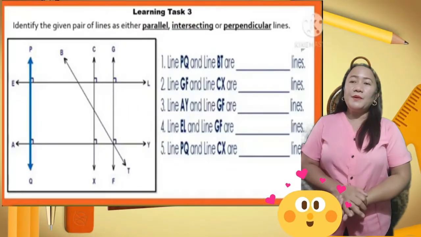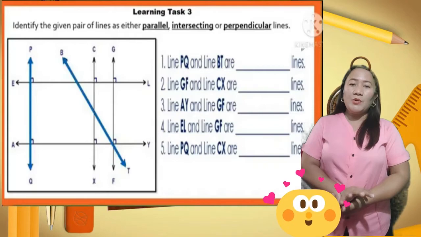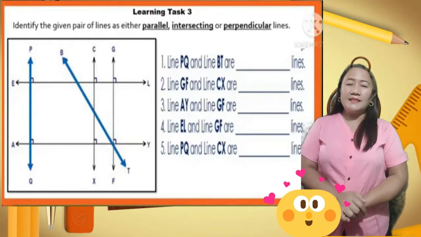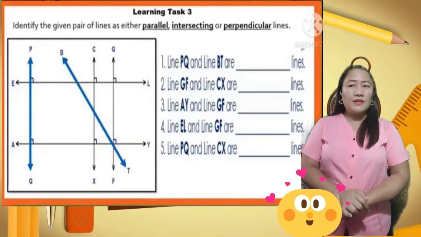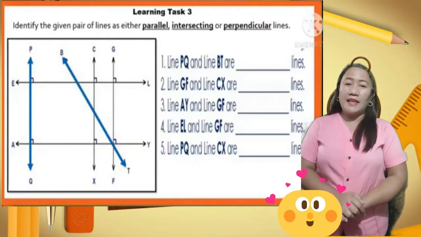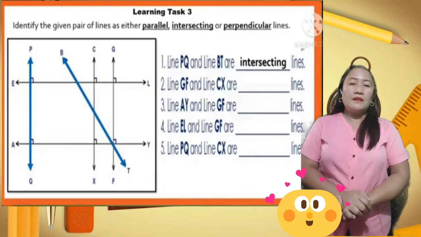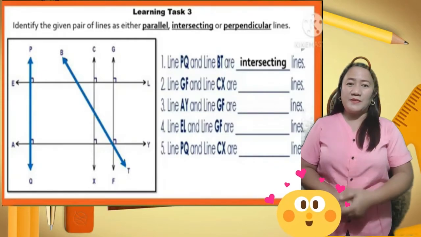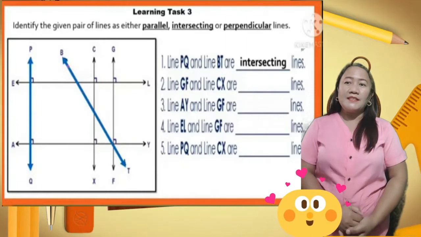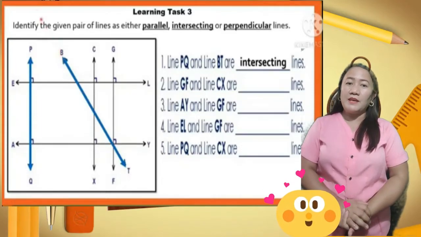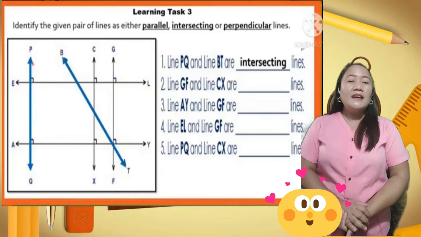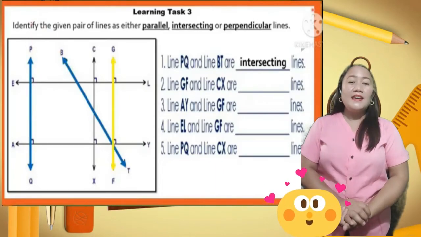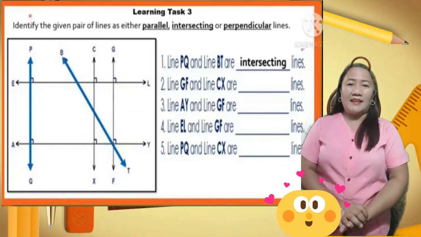Now let us see how much you learned for today's lesson. Number 1, line PQ and line BT are blank lines. Try to observe the line PQ and line BT. If your answer is intersecting line, then you are correct. It is because if we extend line PQ and line BT, they will meet at some point. That is why it is called intersecting lines.